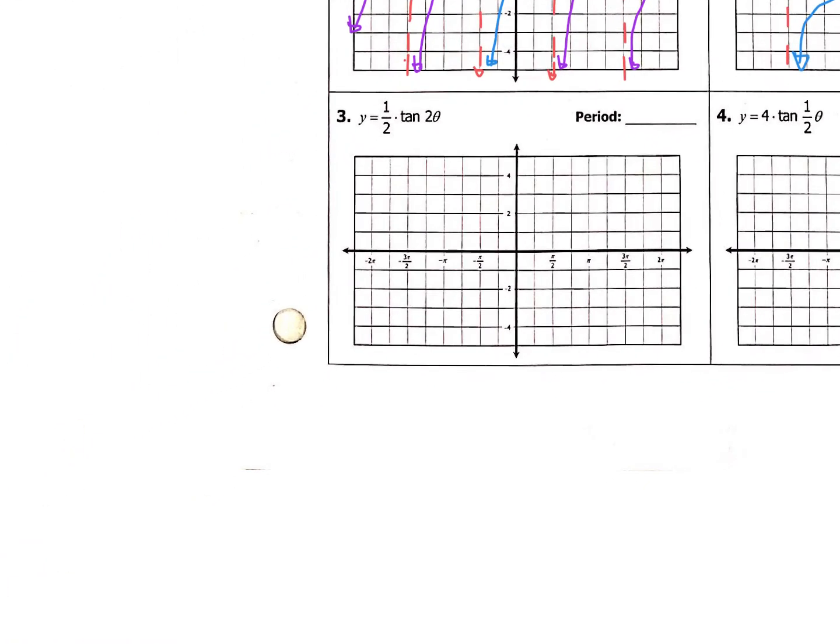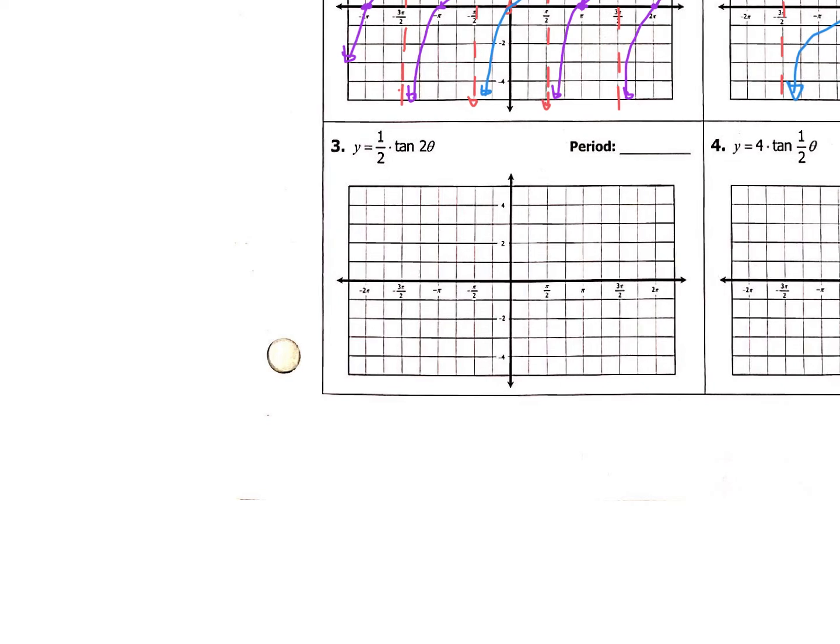So let's look at this one. Again, the 1/2 in front of the tangent means nothing. We only care about the 2 pi. So let's find our asymptotes. So we have our start.